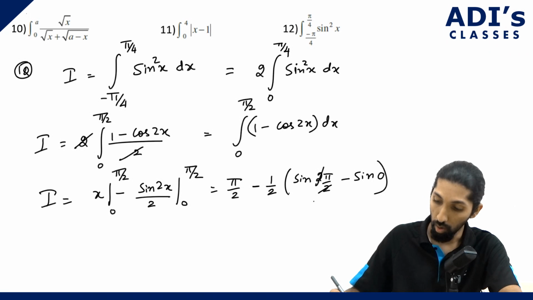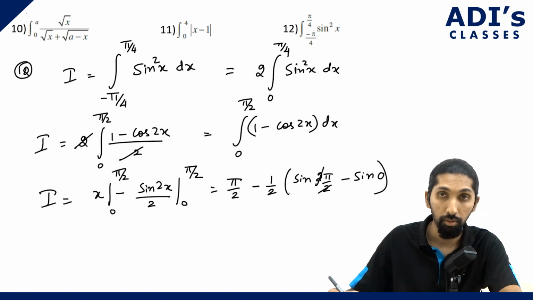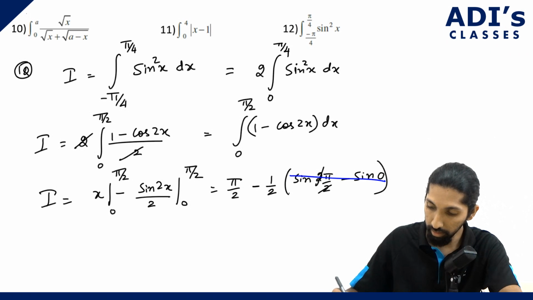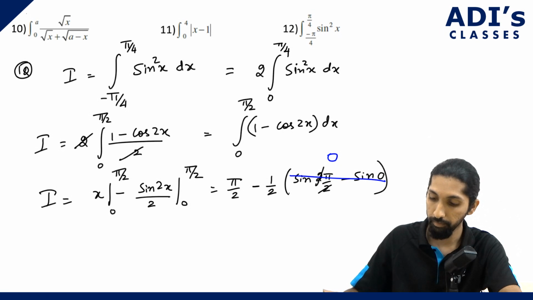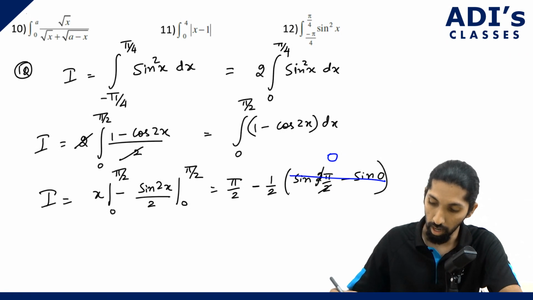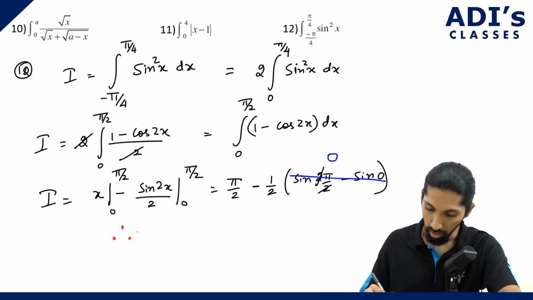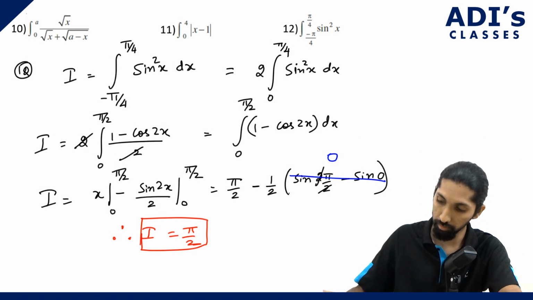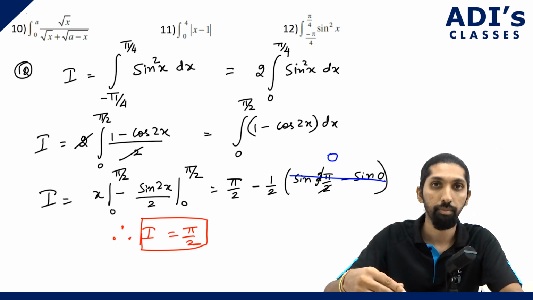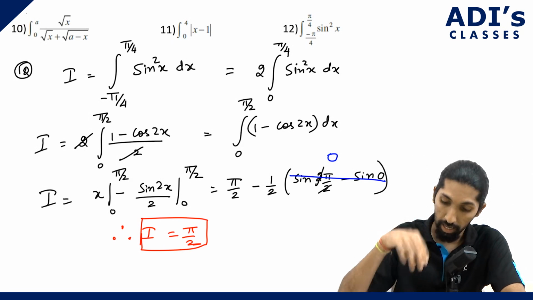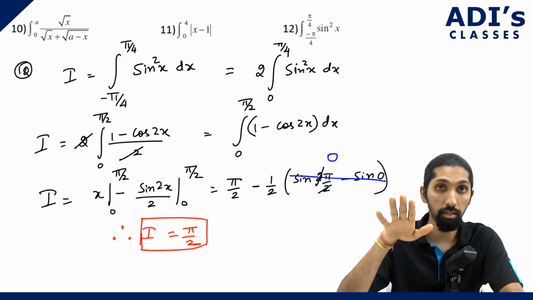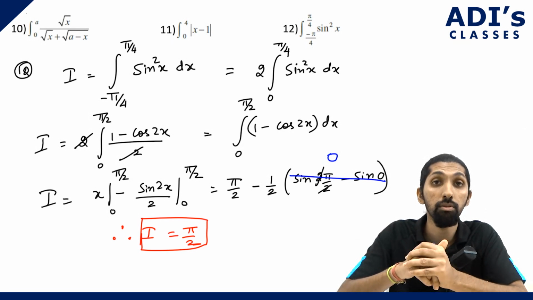What is sine pi by 2? 1. What is sine 0? 0. So, this entire term is going to become 1 by 2. Correct? So, what do we get? Therefore, I value is equal to pi by 4 minus 1 by 2. So, the final answer is going to be that. Clear? So, the answer whatever we have got is for the 12th one. And this is using the last property.